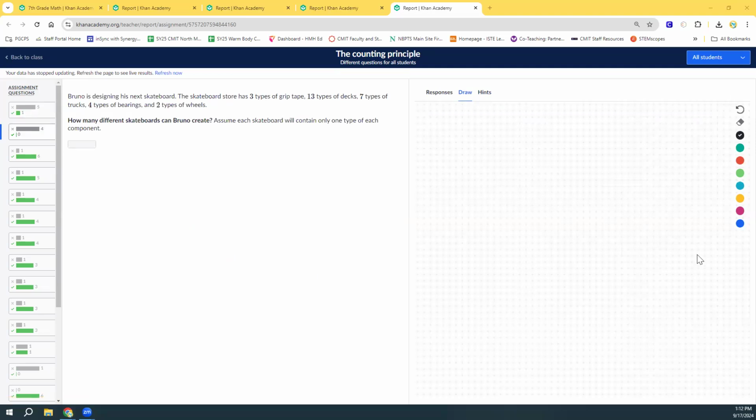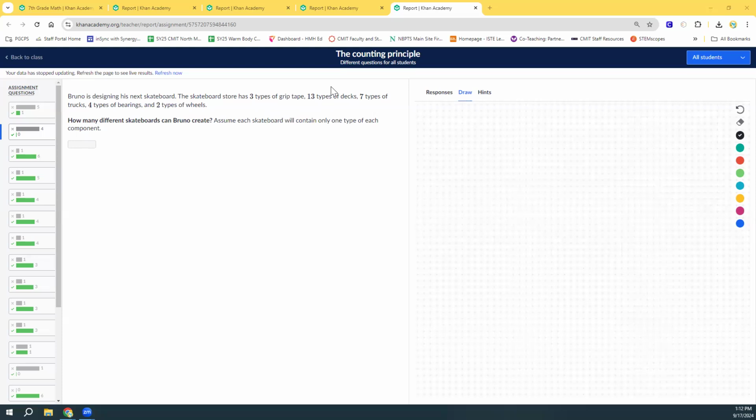Bruno is designing his next skateboard. The skateboard store has 3 types of grip tape, 13 types of decks, and 7 types of trucks. We get a skateboard. What's a truck? 4 types of bearings, 2 types of wheels. Wow. So we're going to multiply all those together. Right? How many different skateboards can you create? Assuming all those things have to do with skateboards. Somebody that's a skater will have to let me know.